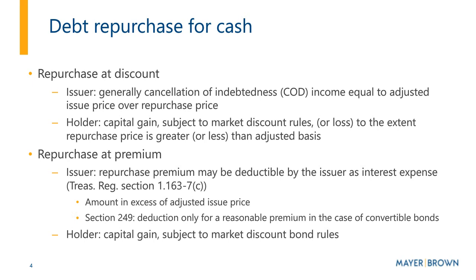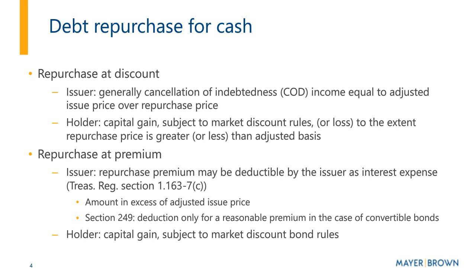At a premium, if the issuer buys back an instrument at a premium, and here we're adding this for sake of completeness. We know that in many cases issuers won't be doing this right now, but they can. The repurchase premium is deductible by the issuer. It's just treated as interest expense for federal income tax purposes.